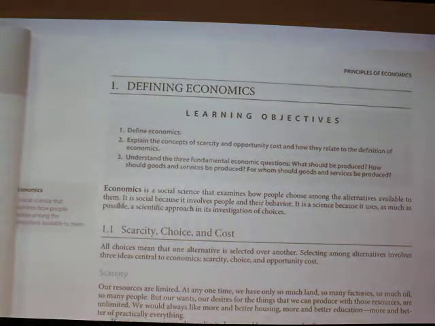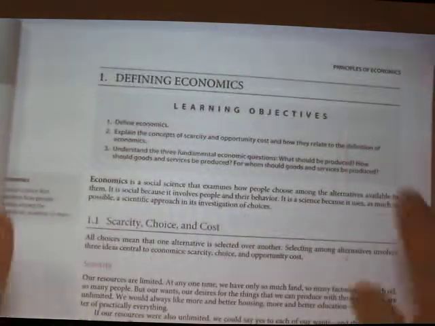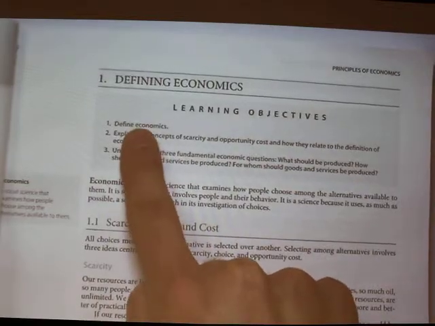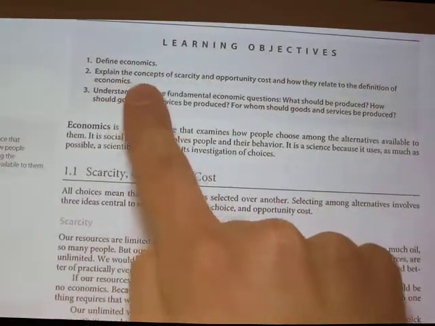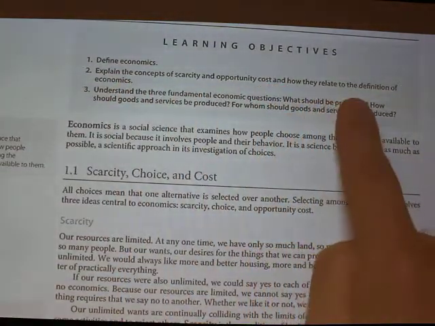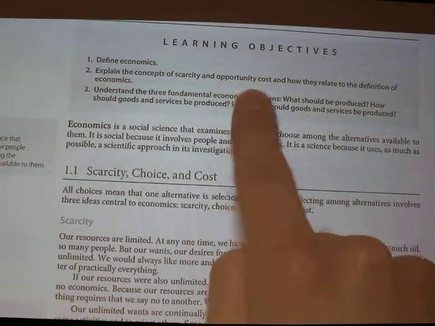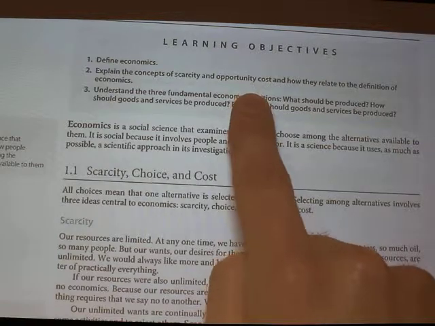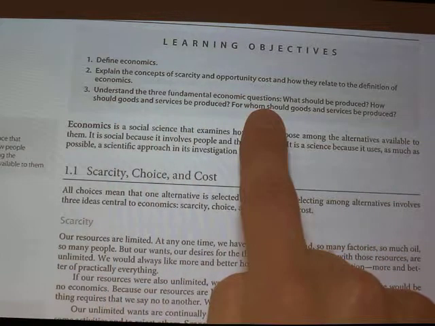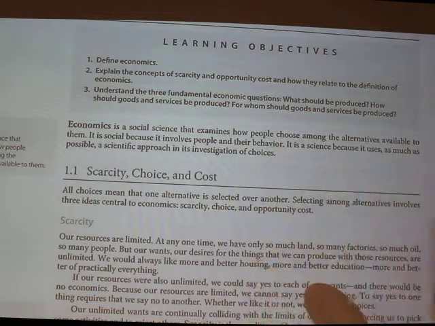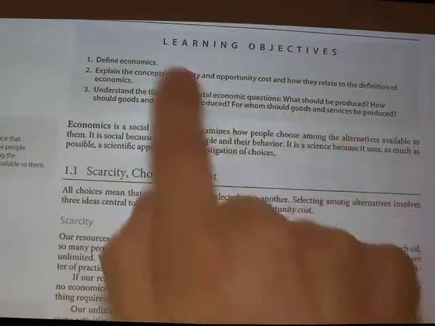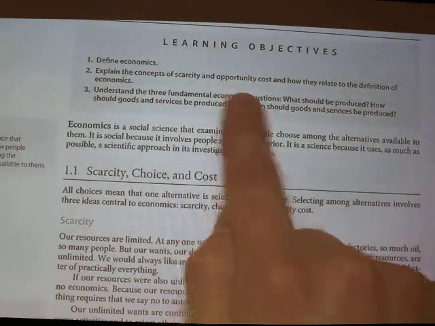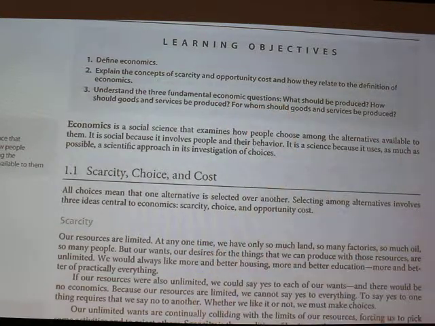Okay, in Chapter 1, Section 1, the main objectives are, first of all, to define economics, and then to discuss some important economic concepts. Of all these mentioned here, opportunity cost is the most important concept discussed in this first section. Then there are these three fundamental economic questions, but they're actually not as important as the first two: defining economics and understanding what we mean by opportunity cost.